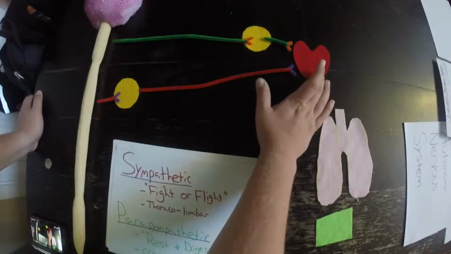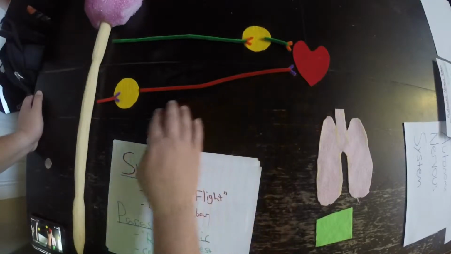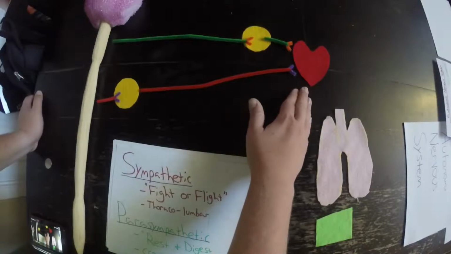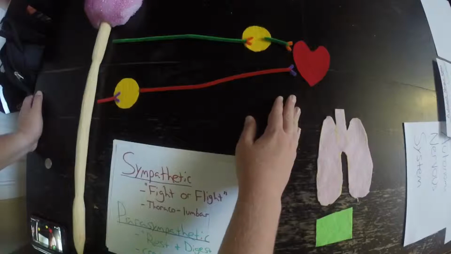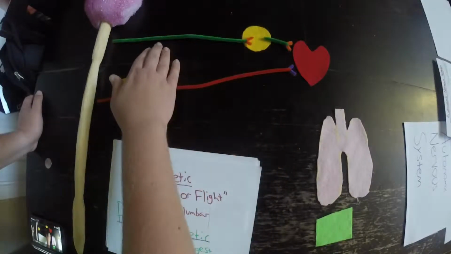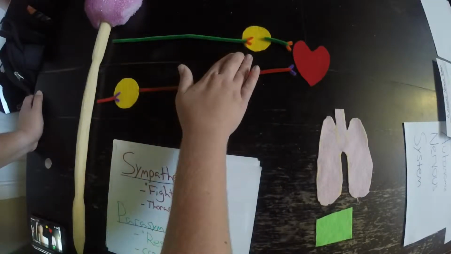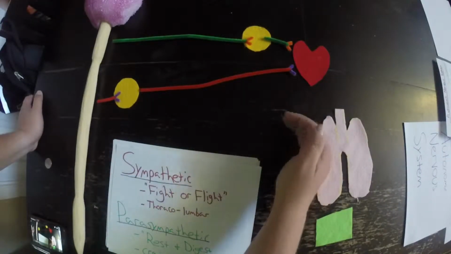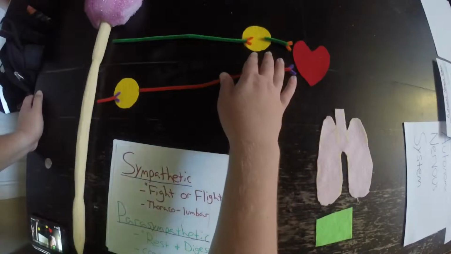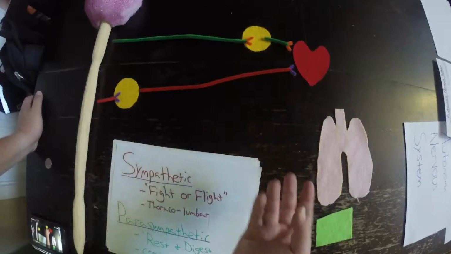So for a quick example, for the heart, the sympathetic division would increase the heart rate, creating more blood flow, whereas the parasympathetic division would lower that heart rate back down after whatever situation happened, and decrease the blood flow.